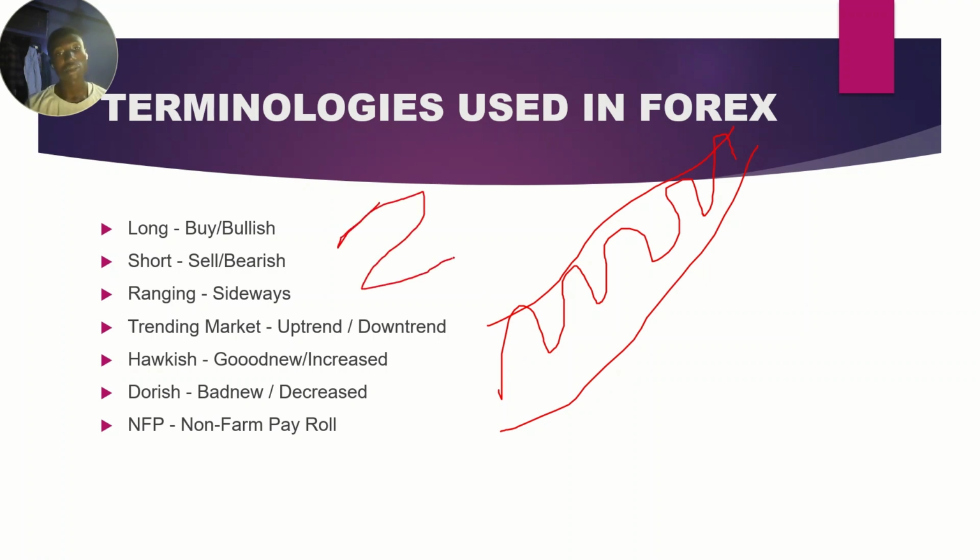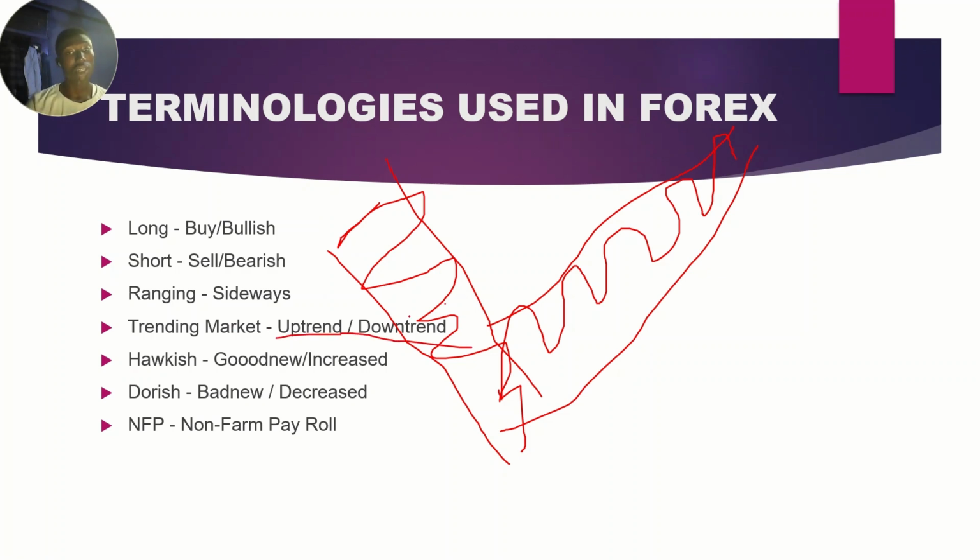Trending down. Okay, this is a downtrend. This is the downtrend of the market. Very soon when you go to market structure, you are going to understand what I'm talking about. This is a downtrend and this is an uptrend, and then we call it a trending market. That's the trending market over here. Uptrend and then downtrend.